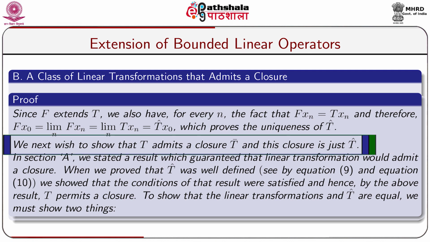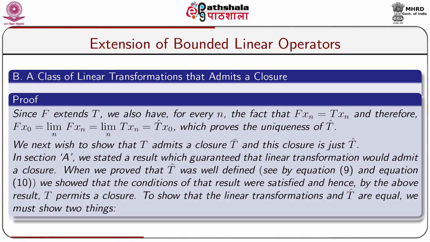We next wish to show that T admits a closure T bar and this closure is just T hat. In the previous section A, we stated a result which guaranteed that a linear transformation would admit a closure. When we proved that T hat was well defined, see equation number 9 and equation number 10, we showed that the conditions of the result were satisfied, and hence by the above result T permits a closure.